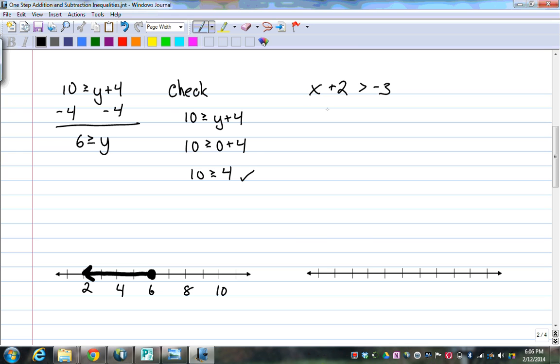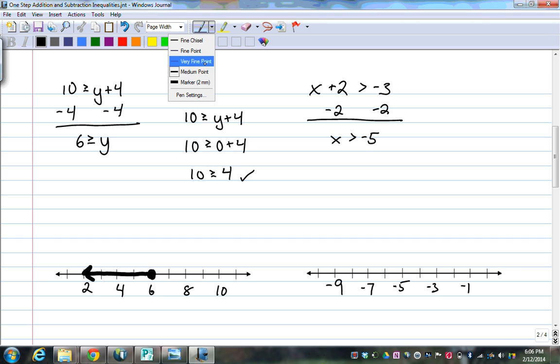Now, the next one, x plus 2 is greater than negative 3. Subtract 2 from both sides. And x is greater than negative 5, because a negative 3 and a negative 2 give you negative 5. So for my graph, only my numbers down here, I have negative 5 here. Then I'll make this negative 3, negative 1, negative 7, and negative 9. And x is going to be greater than, which means it's going to be an open dot, and it's going to point to the right.